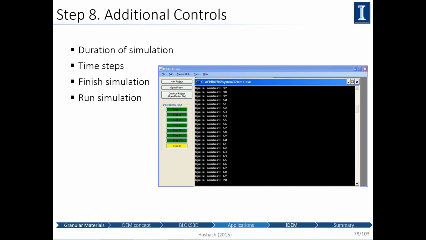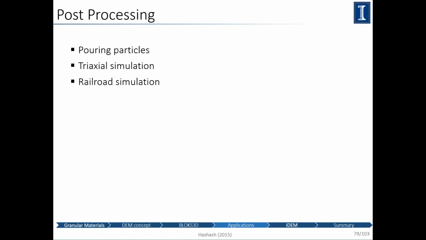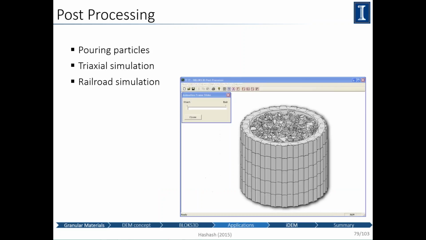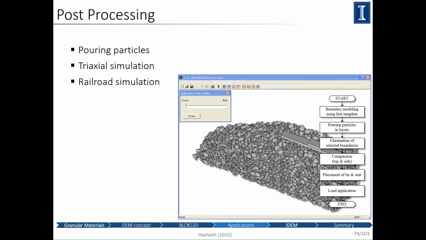Then you'll see lots of these numbers as it's cycling through. And we have a number of outputs. This one, for example, is the pouring of particles and gives you this. So you can simulate a triaxial cell test. This is for a railroad ballast.